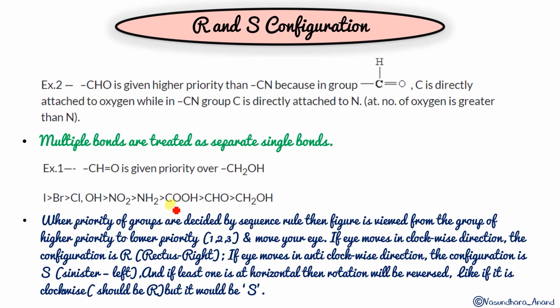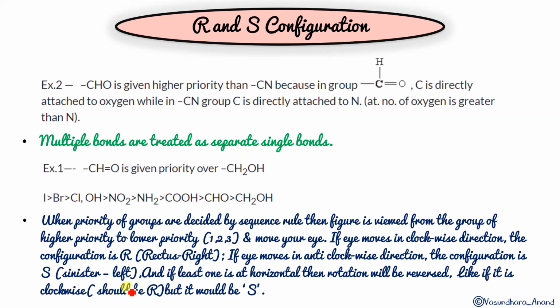When the priority of groups is decided by the sequence rule, then the figure is viewed from the group of higher priority to the lower priority. That means we have to move from 1 to 3. Move your eye. If the eye moves in a clockwise direction, then the configuration is R, that is called rectus. And if the eye moves in an anti-clockwise direction, then the configuration is S, sinister.